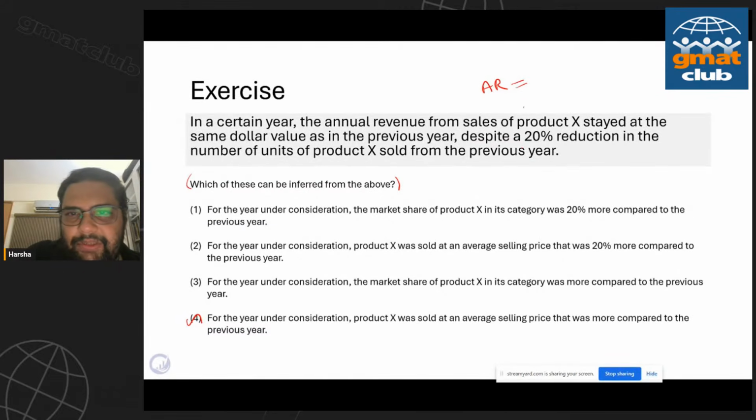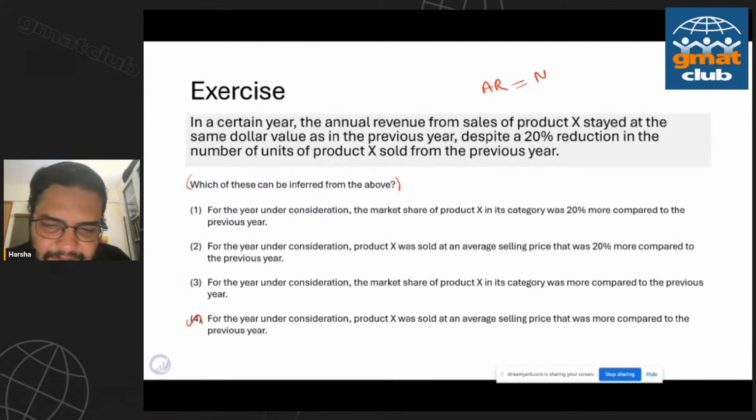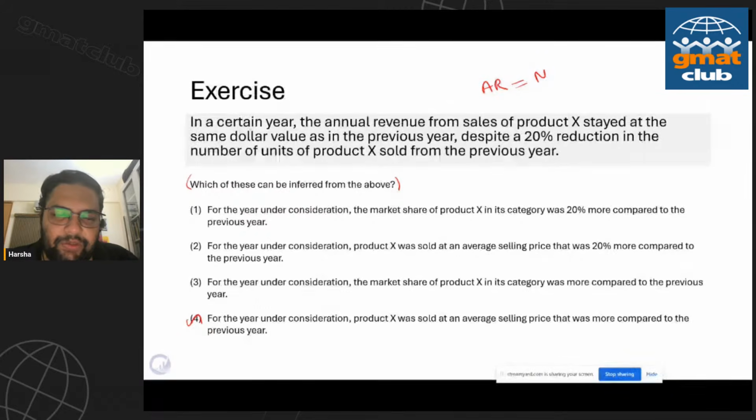I saw a reduction in my number of units sold, but still, for some reason, somehow my annual revenue actually stayed the same. Now, you see a lot of these kinds of questions, both in inference and even in assumption. There are quite a few questions where one of the things you are expected to do is figure out the logical relationship between these two entities. So, what is the logical relationship between annual revenue in this case and number of units?